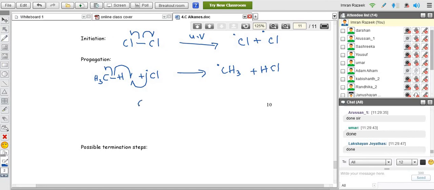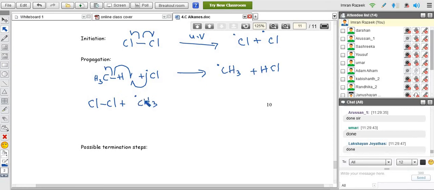So this methyl free radical will react with another chlorine molecule, because initially we have got one chlorine here, out of which it produces two chlorine free radicals, out of which one reacts with the methane molecule. The remaining free radical is just there in the system. That will take part in the termination step. And now you have produced a methyl free radical in the first step of propagation.